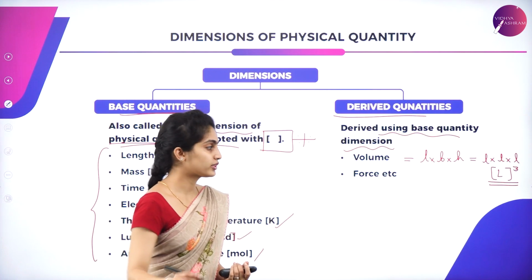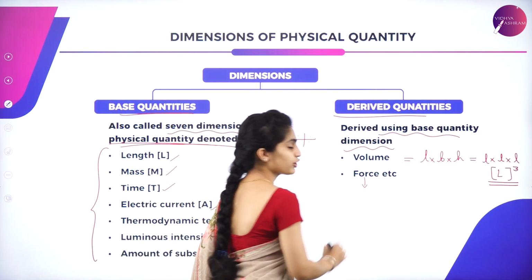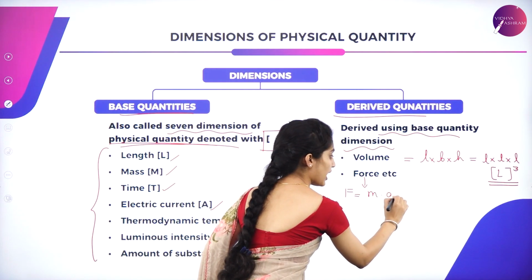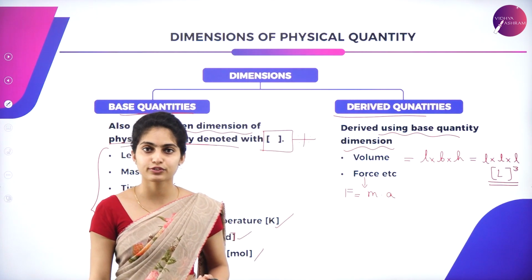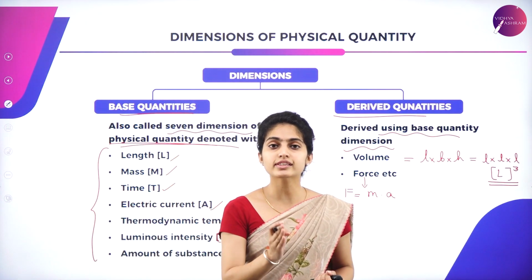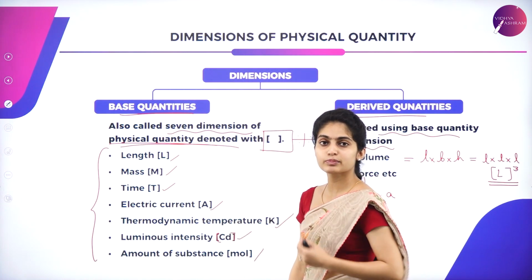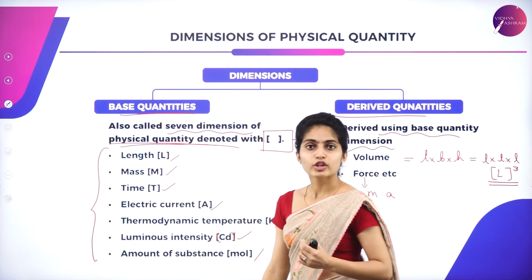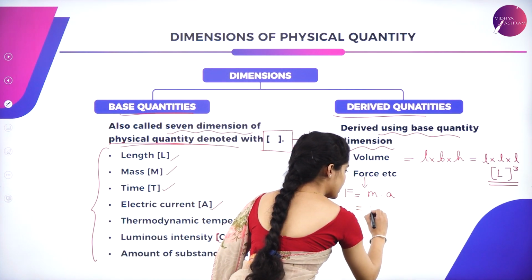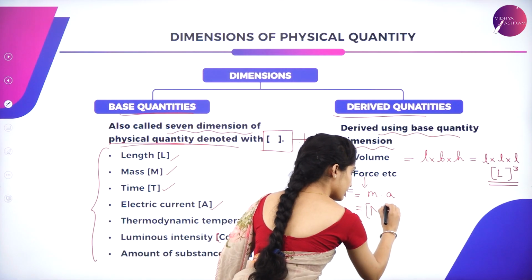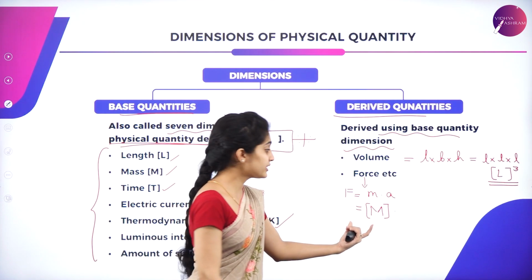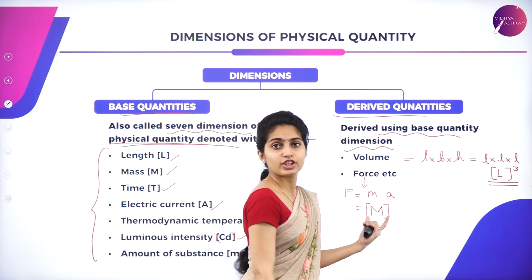Next it is force. How do we calculate force? Force is equal to mass into acceleration. What is the dimension of mass according to the base quantities? It is M. So can I write M here? Yes, I can, which is equal to M enclosed within the square bracket. Next it is into acceleration.